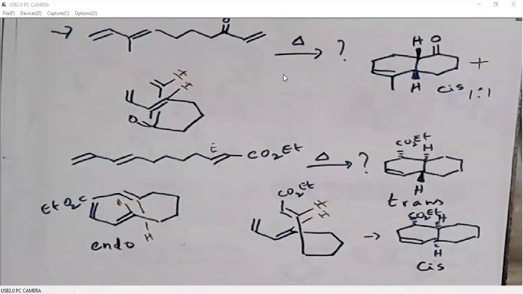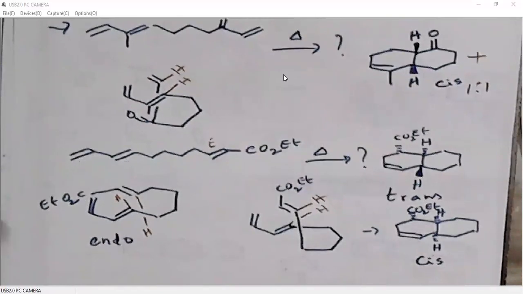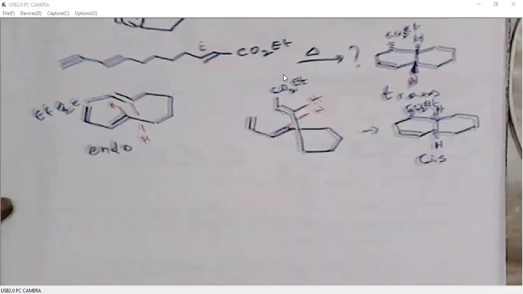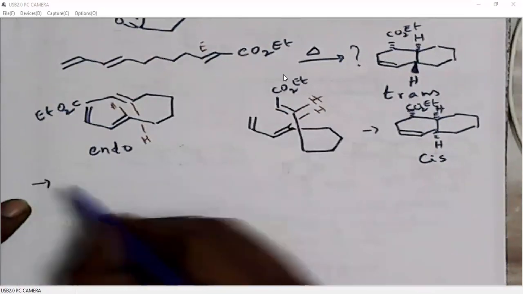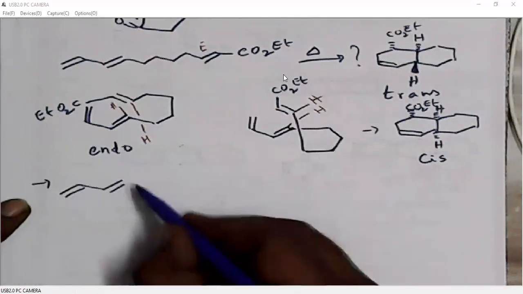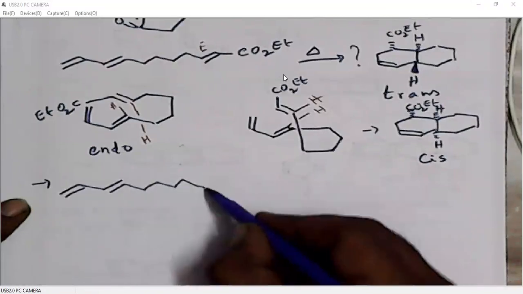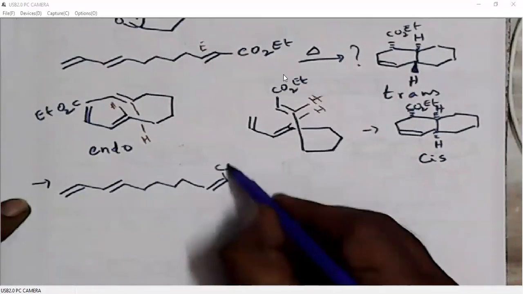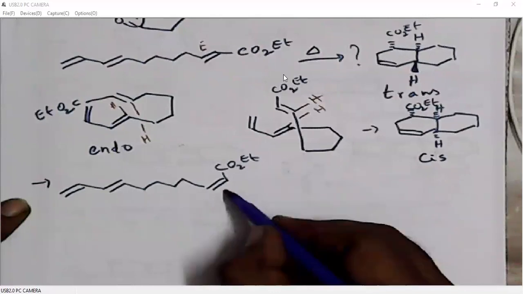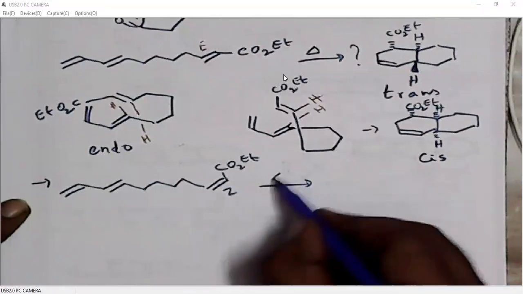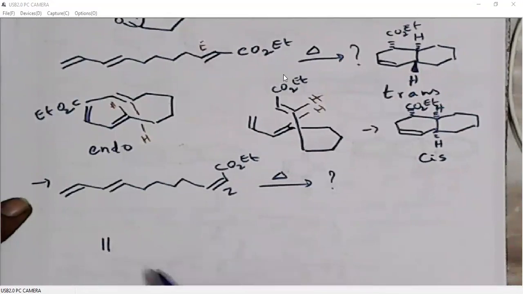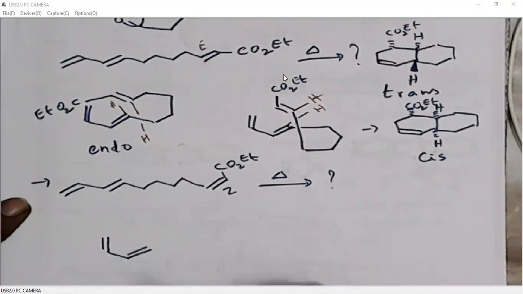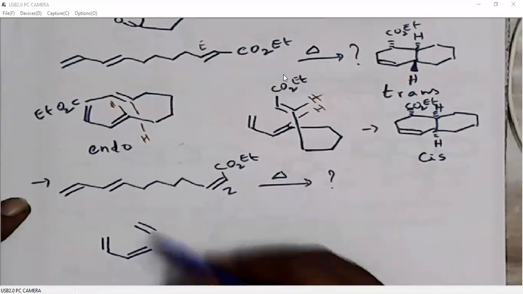I'll give you one more example to better understand how to predict the stereochemistries in intramolecular reactions. Here we have taken a trans double bond. Now we will see with a cis double bond. So this is a Z double bond. Then what are the products? Again, we will write the conformations like this. So this is the diene, this is the dienophile.